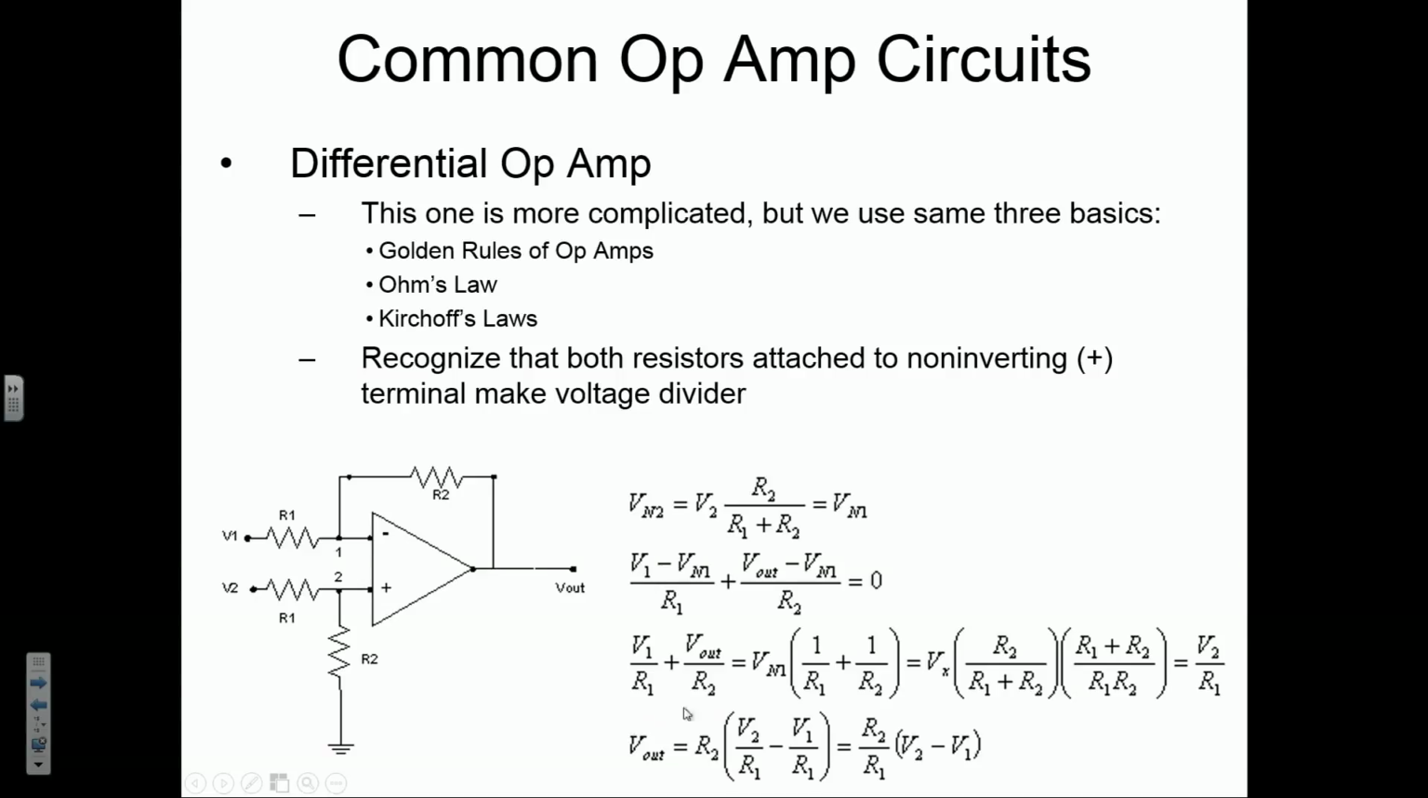Note also that our gain term is made up by R2 over R1. And one other point of note is that these R2s have to be identical and these R1s have to be identical. But if those are all true, as should be for a differential op-amp, then it's a very simple outcome. V out is equal to R2 over R1 times V2 minus V1. So another circuit to remember.